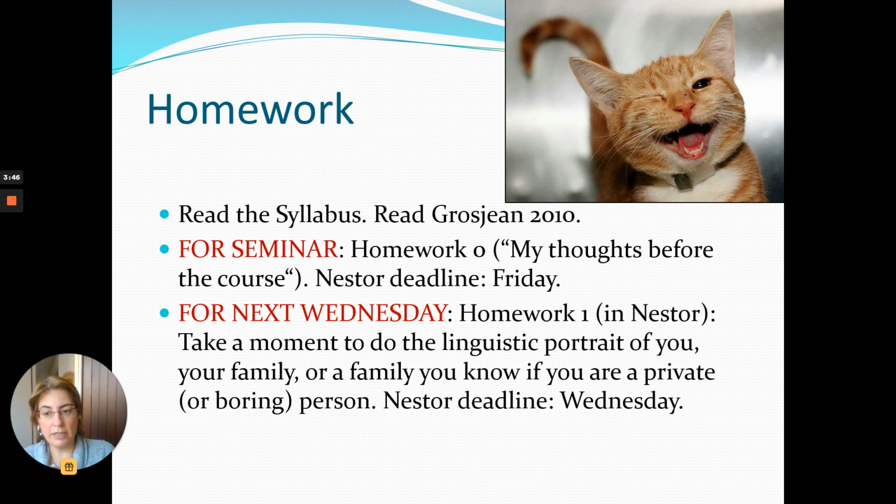Homework 1 is to take a moment to do the linguistic portrait of yourself, your family, or a family you know. And please do it in the way that I have presented to you here, the same way that I have made a linguistic portrait and psychosocial portrait and historical portrait of these subjects that we have looked at. So you are invited to do the same, and that will be for Wednesday next week.